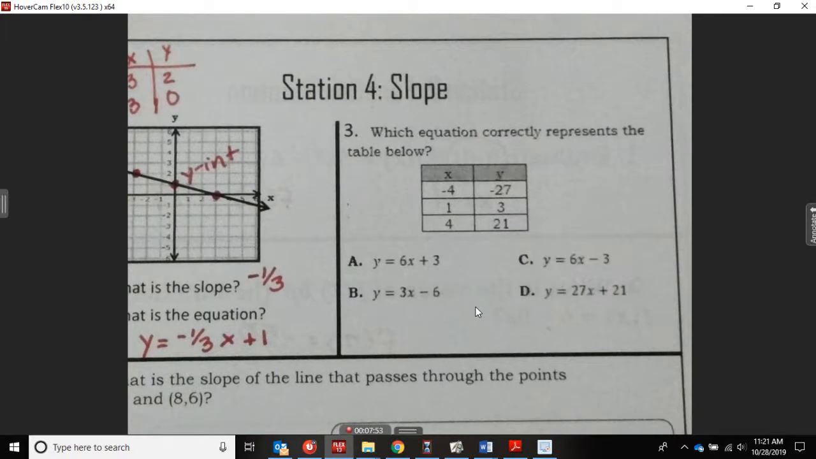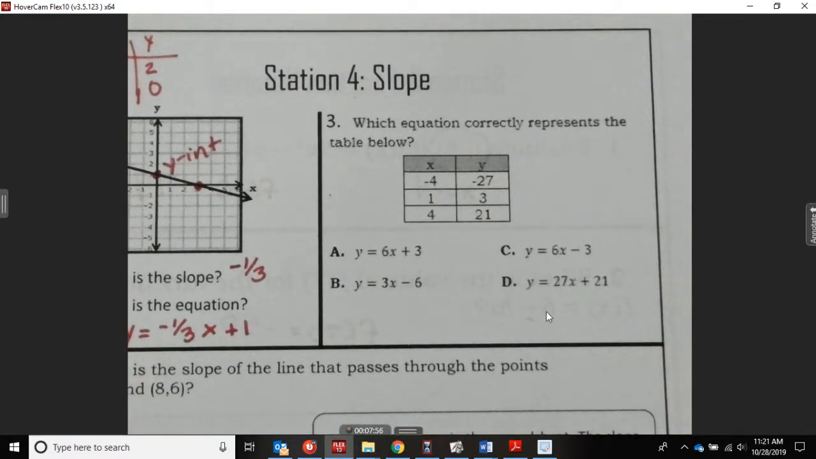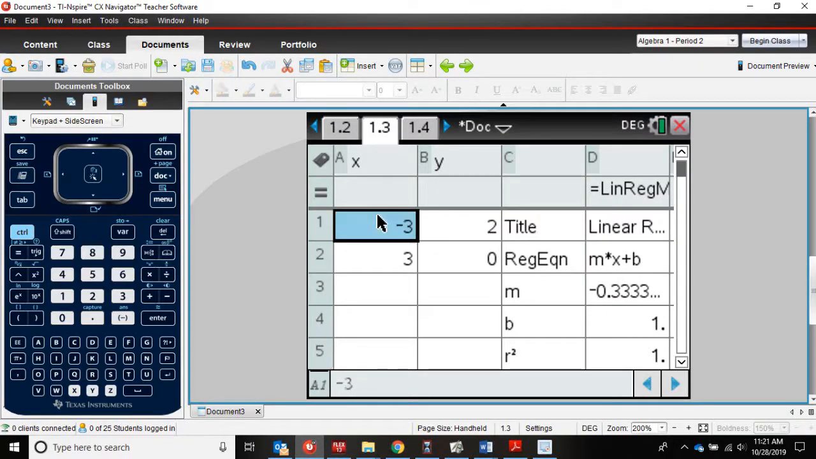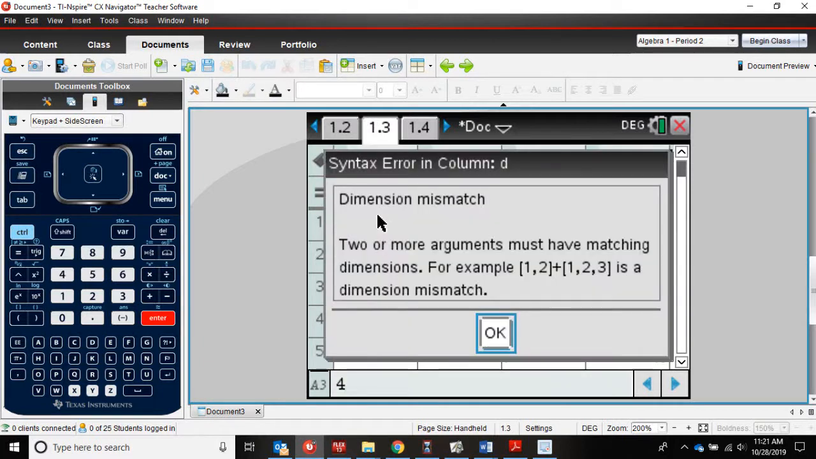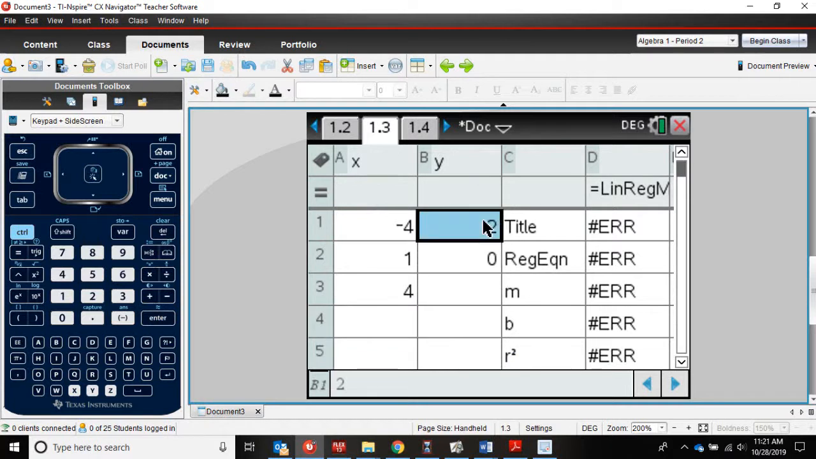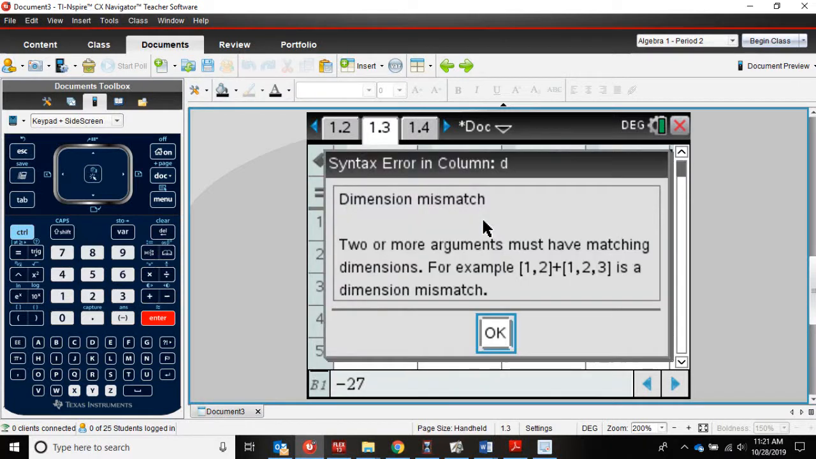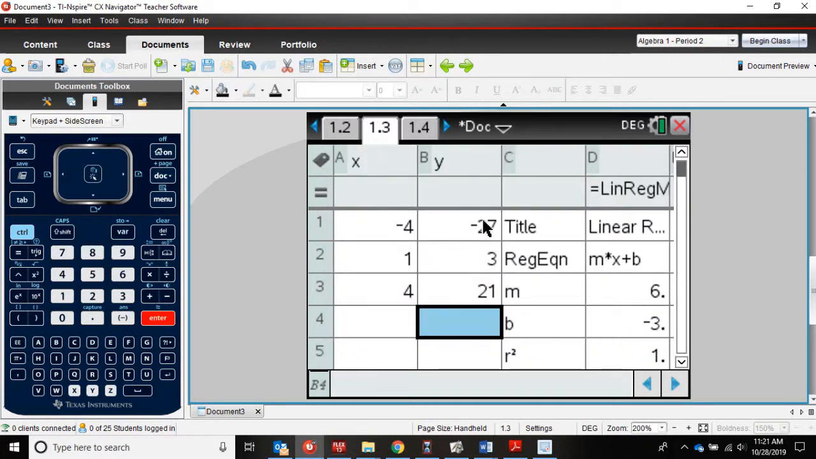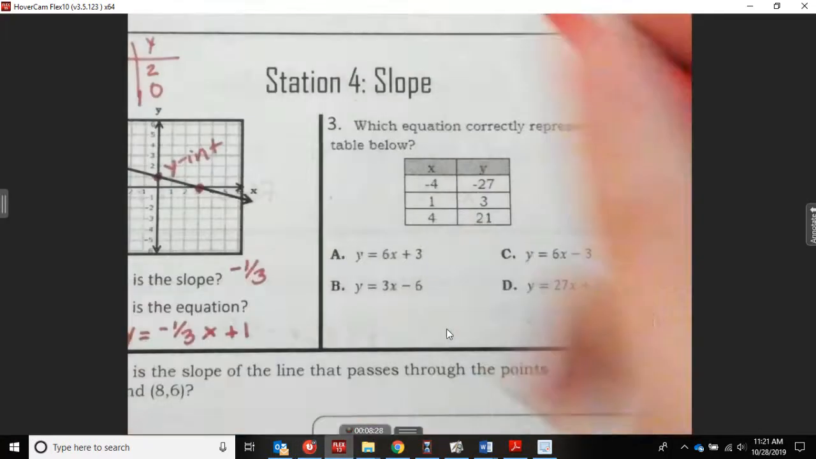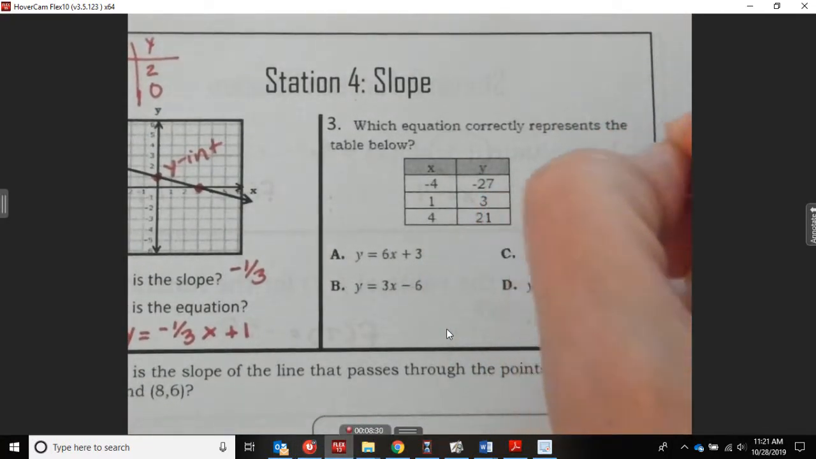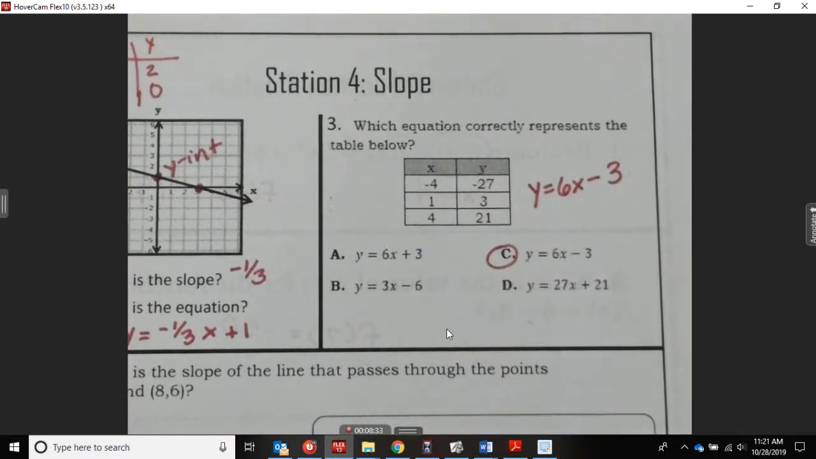All right, the next one, I have a table and I need to know which of these equations matches. And again, I'm just going to go here. I'm going to change these numbers. I'm going to type in negative 4, 1, and 4. And it's going to tell me there's an error because I've already tried to figure out the equation. Negative 2, 7, 3, and 21. And so here it tells me my slope is 6 and my y-intercept is negative 3. So my slope being 6, that's where the x goes. So my equation is y equals 6x minus 3, which matches that one.